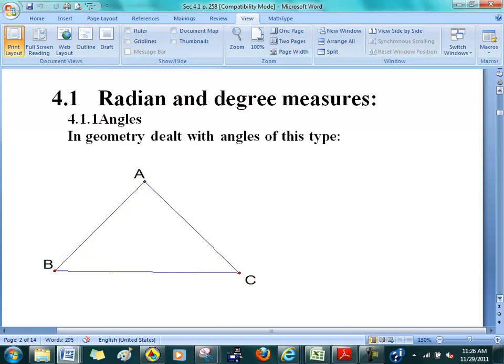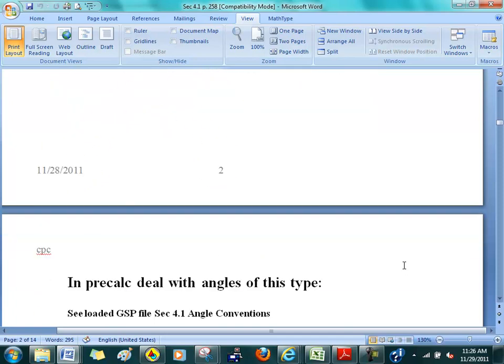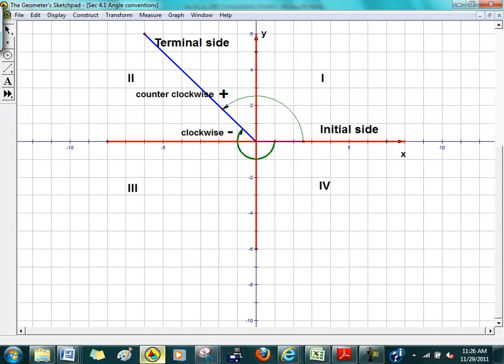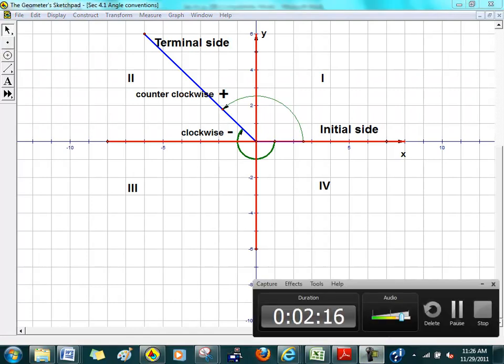I think I told you this yesterday. 4.2 is when we're going to do it the other way. So in pre-calc, there's a whole different convention of how we do angles, and that's the convention. I'll pause here for a minute.